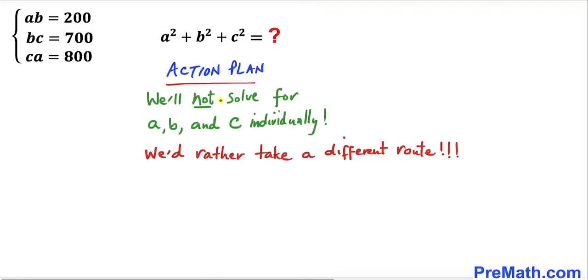And here's our action plan. We will not find the value of A, B, C individually, but we would rather take a different route.